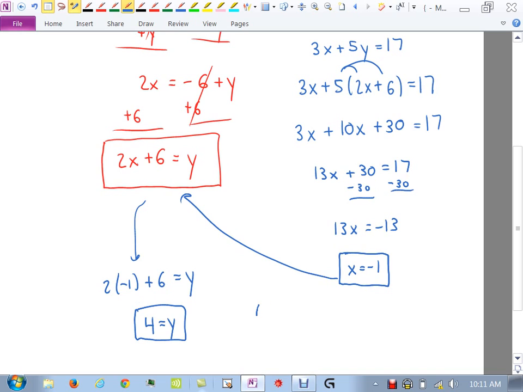Now your answer needs to be written in order. So negative 1, 4. That's our final answer right there.